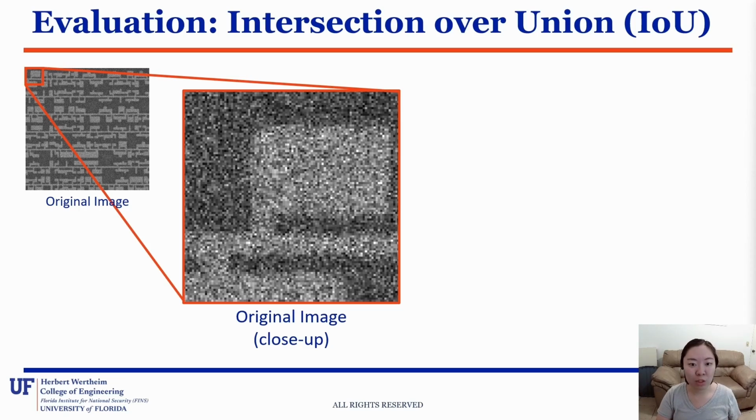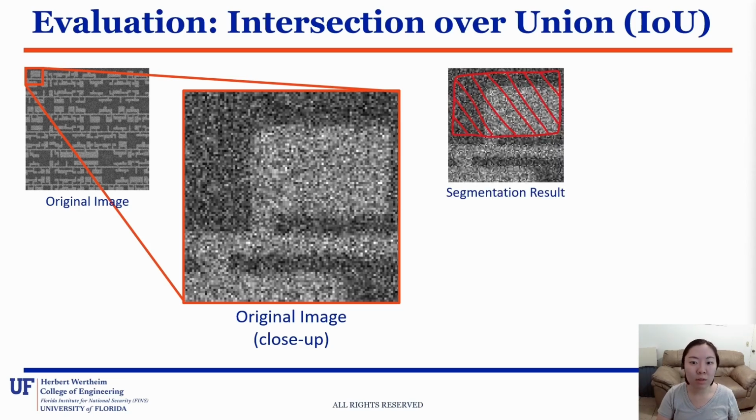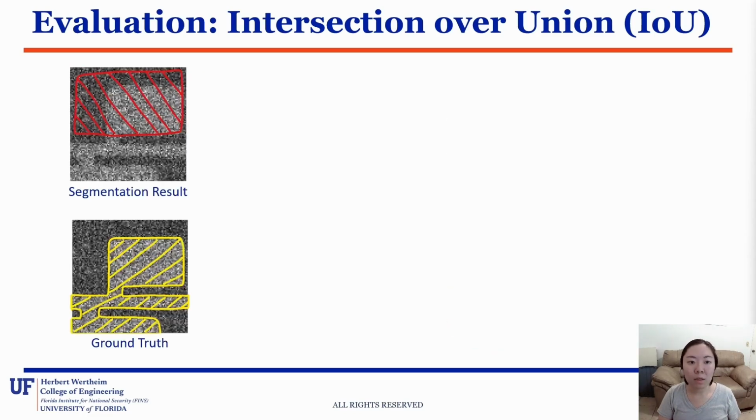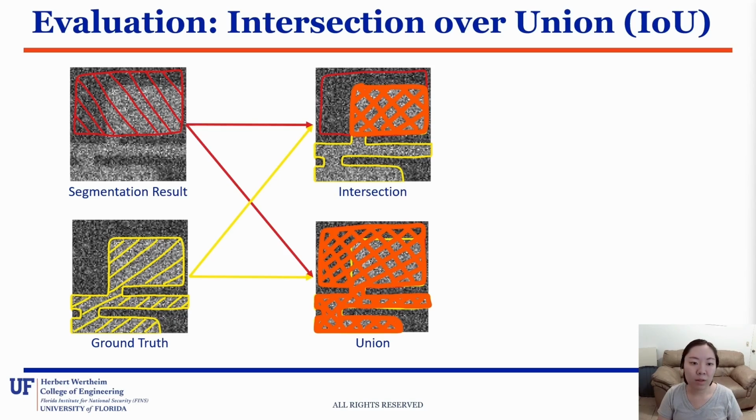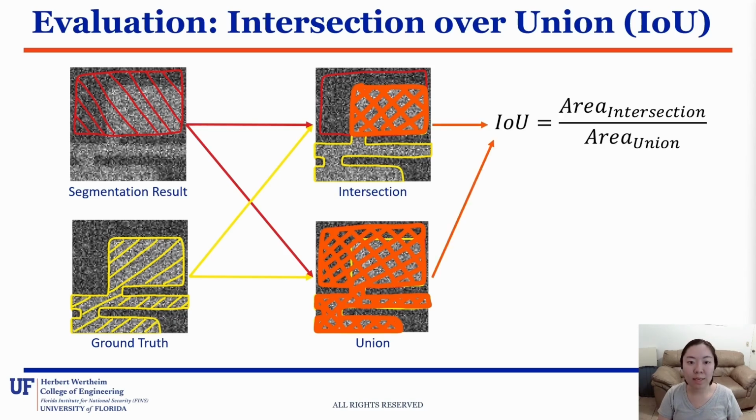After segmenting the image and obtaining a segmentation result, we want to compare it with the ground truth. When comparing the segmentation result to the ground truth, there are two values of interest to us: the area of intersection of the two and the area of the union of the two. The IOU score is then taken as the area of intersection divided by the area of the union. Because of how the score is defined, the IOU score ranges between 0 and 1, with 1 being the best and 0 being the worst.